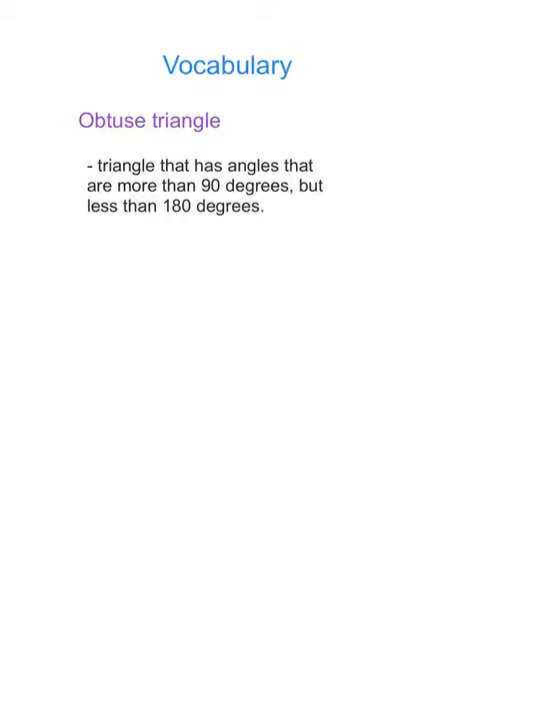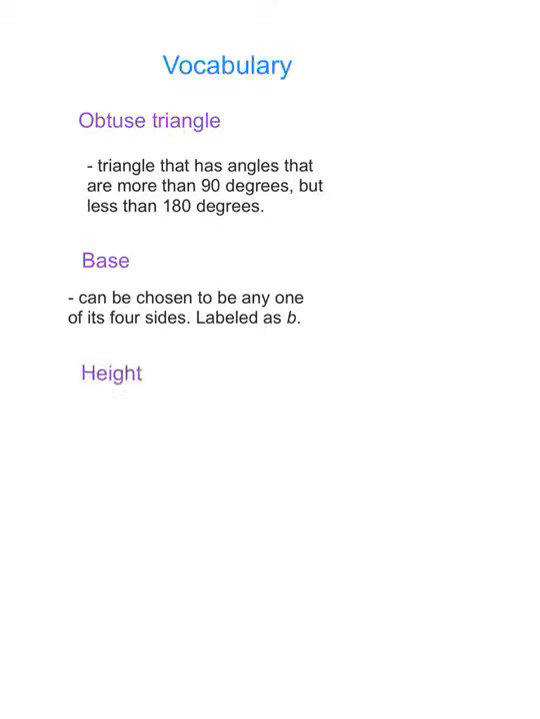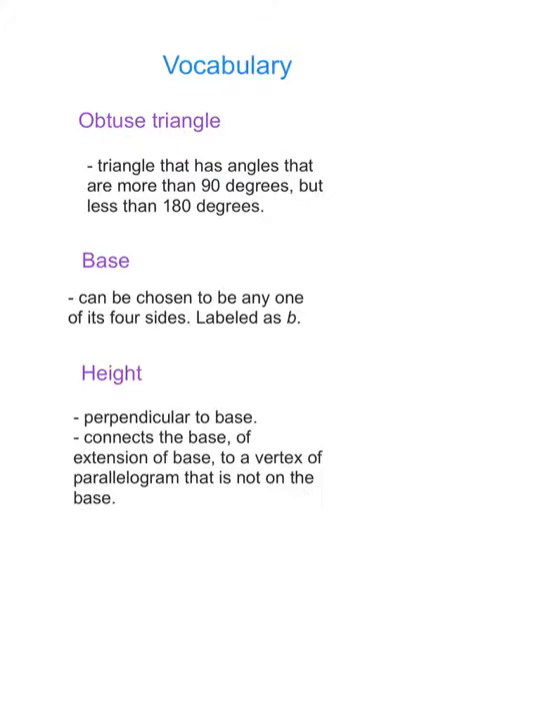Second word is base. The base of a parallelogram can be chosen to be any one of its four sides, and it's always represented as the letter B. It actually means the length of the base. Height is a line segment that has two properties: it's perpendicular to the base, and it connects the base or an extension of the base to a vertex of the parallelogram that is not on the base.